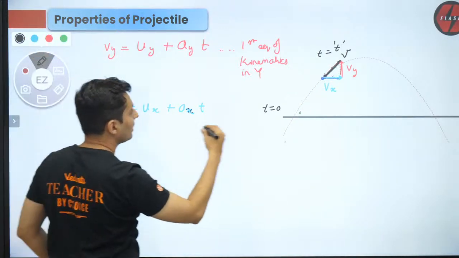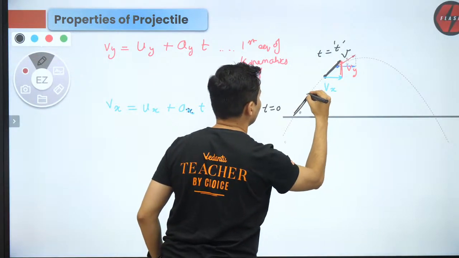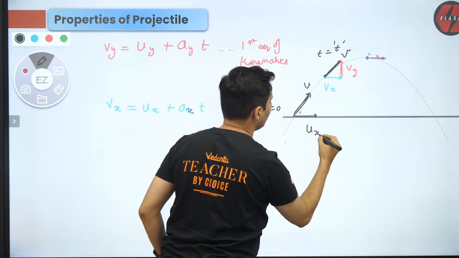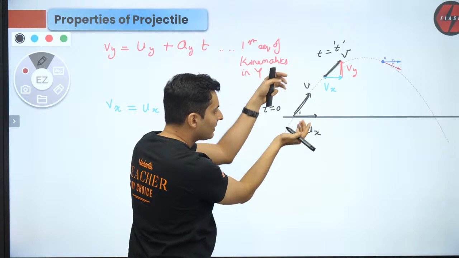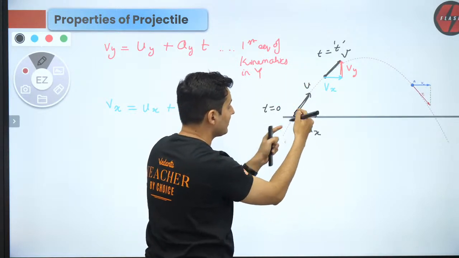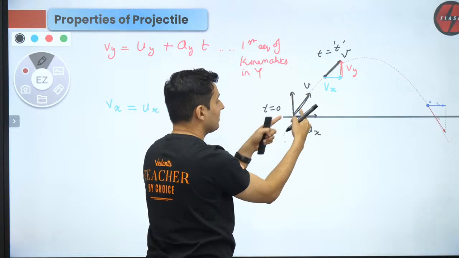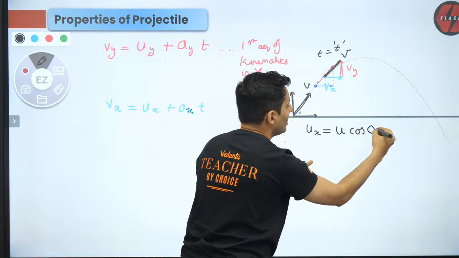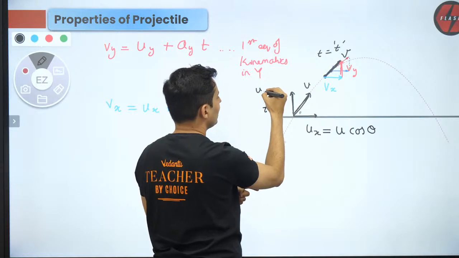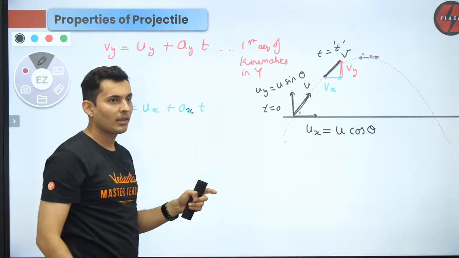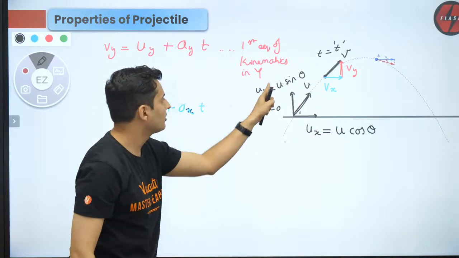If it was initially projected with u, what will be the x component, guys? Remember, if theta is the angle of projection of that projectile, because the x component is adjacent to it, the other component is far away from it. So ux will be u cos theta. And what will be uy, guys? Think about it. Uy will be u sine theta. Yes, this will be u cos theta. This will be u sine theta.